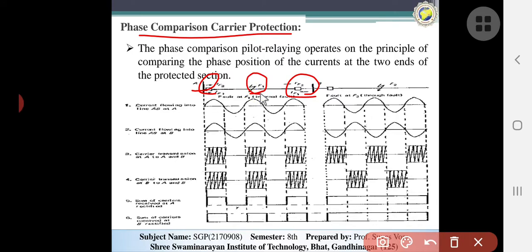If there is an internal fault, at that time you can see that only the positive signals will be given for the carrier transmission and the receiving end is different. But when the fault is external, at that time we also get the negative signals, so you can see that the input and output differ.